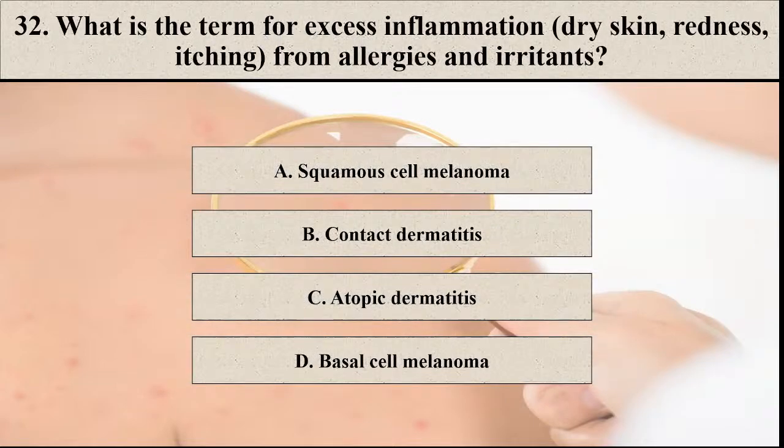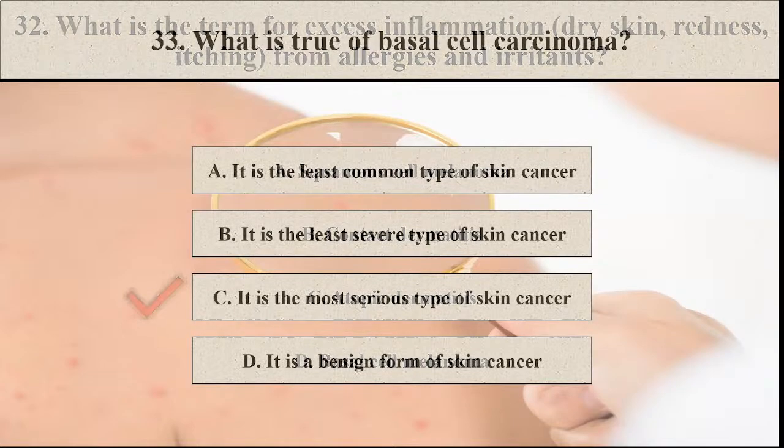What is the term for excess inflammation, dry skin, redness, itching from allergies and irritants? Squamous cell melanoma, contact dermatitis, atopic dermatitis, basal cell melanoma. If you chose C, atopic dermatitis, you are correct.